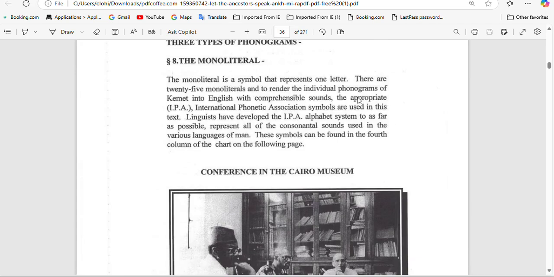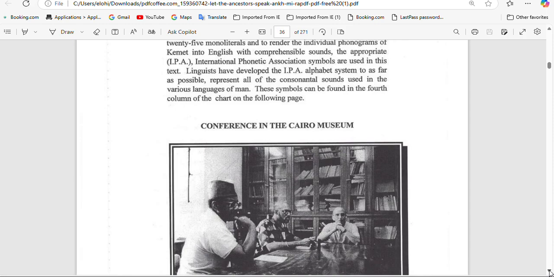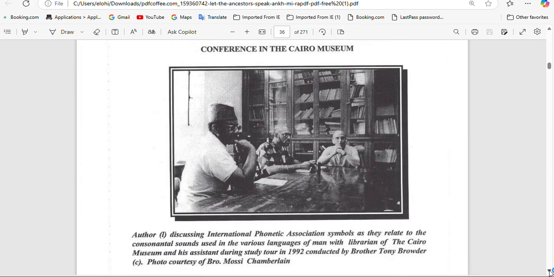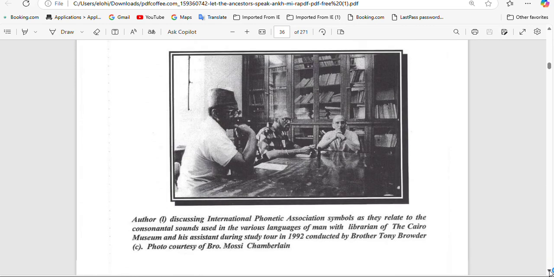The monoliteral is a symbol that represents one letter. There are 25 monoliterals, and to render the individual phonograms of Kemet into English with comprehensible sound, the appropriate IPA, International Phonetic Association symbols, are used in this text. Linguists have developed the IPA alphabet system to, as far as possible, represent all of the consonantal sounds used in the various languages of math. These symbols can be found in the fourth column of the chart on the following page. This is just a picture of the conference here in Cairo to explain how they developed the IPA.